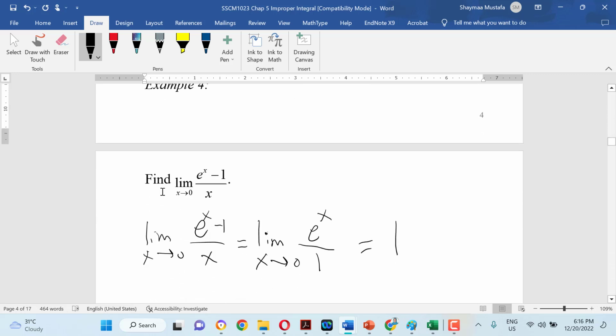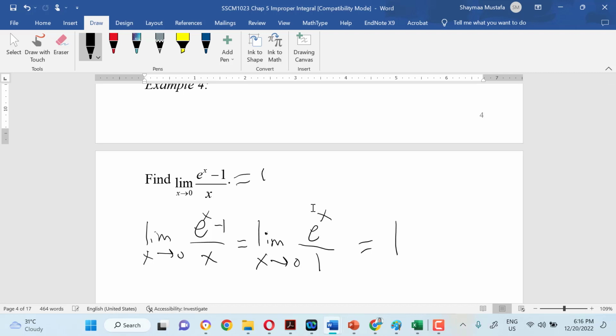Okay. Now I need to find the limit as x goes to 0 of (e^x minus 1) over x. Now I will go for direct substitution. If you substitute directly, e to the 0 is 1, so it would be 1 minus 1 over 0, which is 0 over 0.